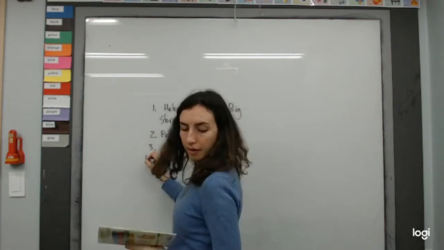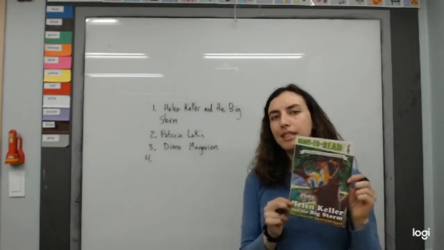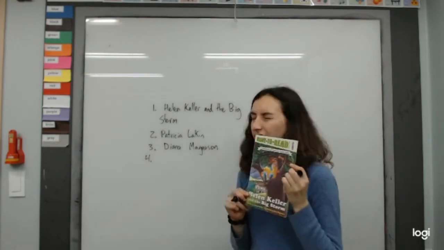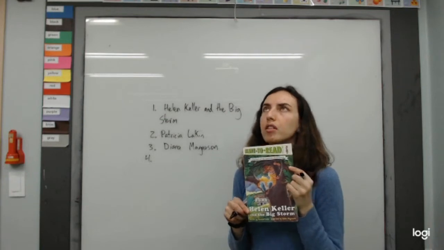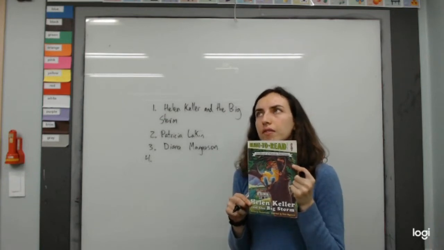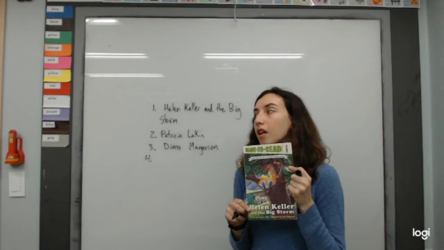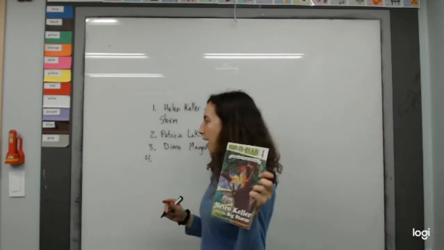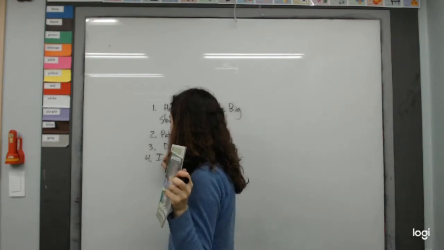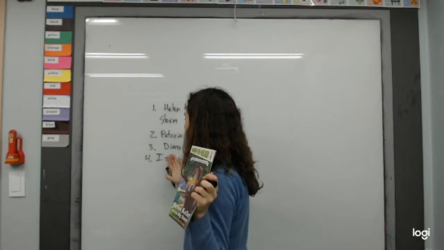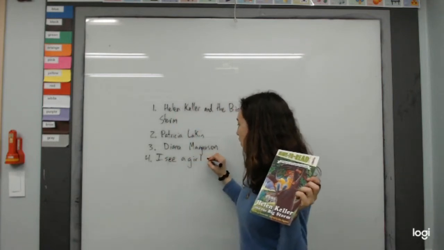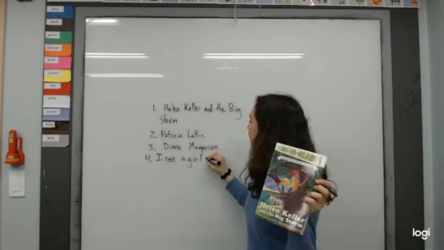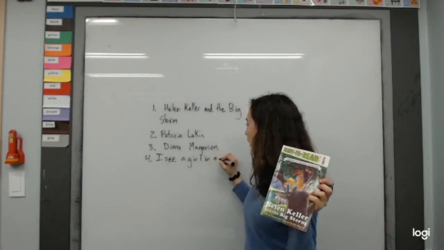Okay, number 4, what do we see on the cover of the book? Think about it for a moment. What is on the cover of the book? On the cover of the book, I see a girl in a yellow dress.